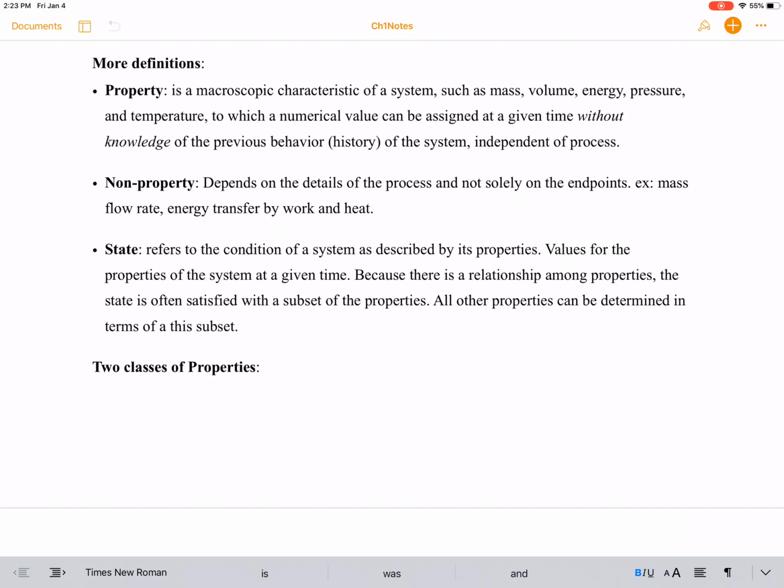So what this means is that we define a state of a system by its temperature, its mass, its volume, its pressure. But those things are all related in different ways. And so if we have a subset of those, we can use our tables to find the other values. So anyway, mass, volume, energy, pressure, and temperature are properties that describe a state.